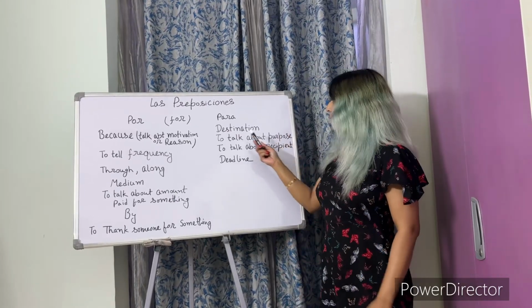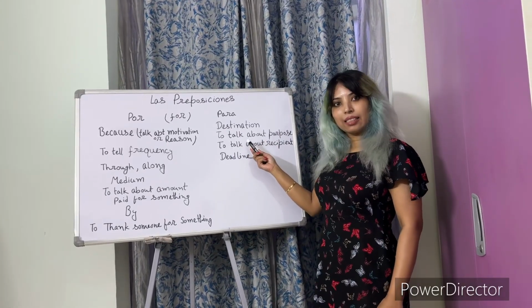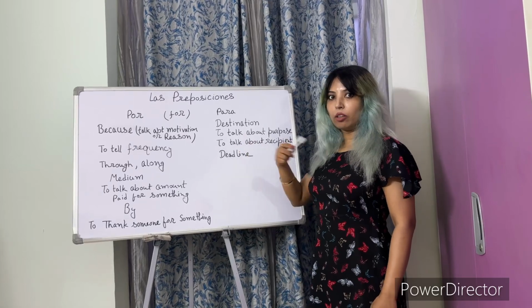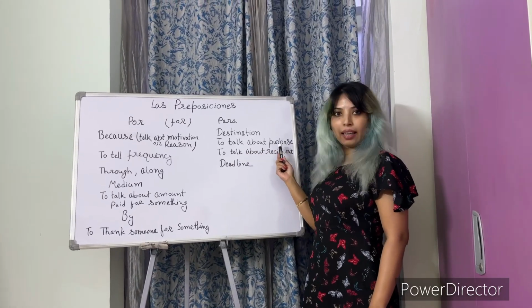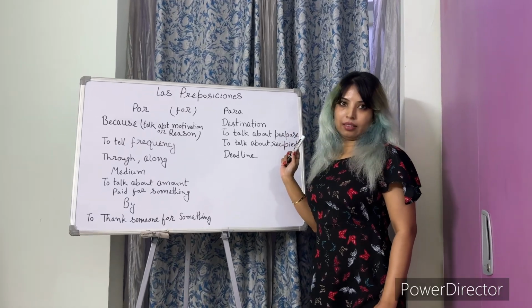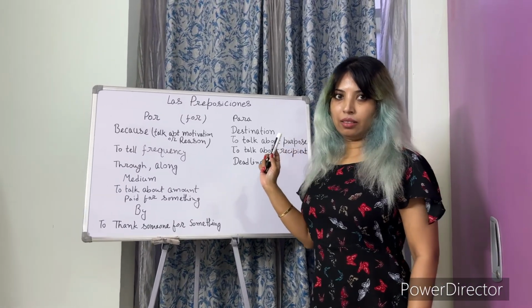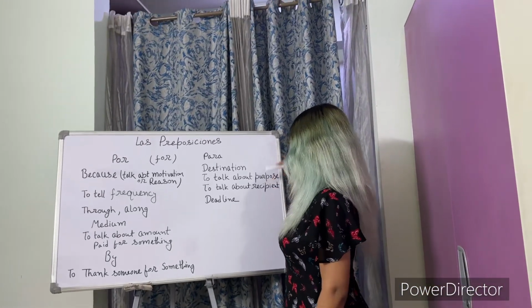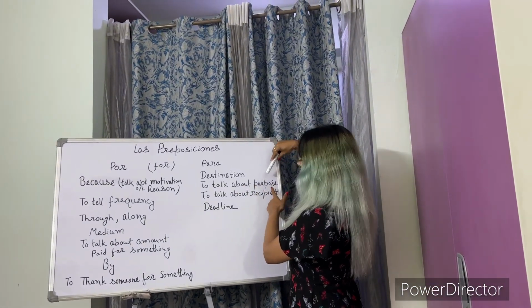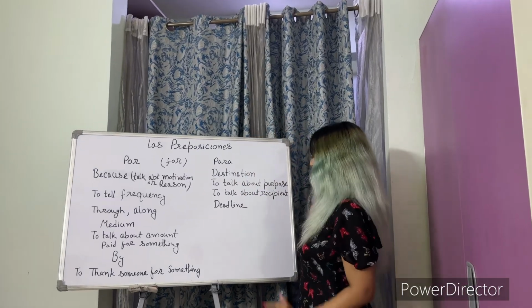So that would be "voy a la clase de baile." "Voy," I go to dance class. "Voy a la clase de baile para aprender salsa." To learn salsa. "Para aprender." So when you want to talk about purpose, then you use "para."